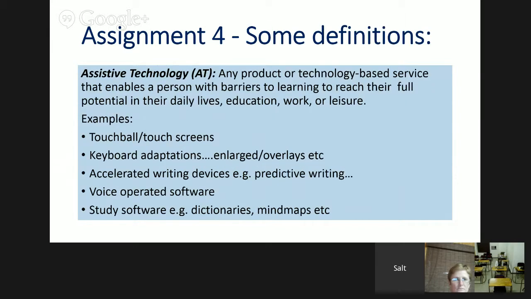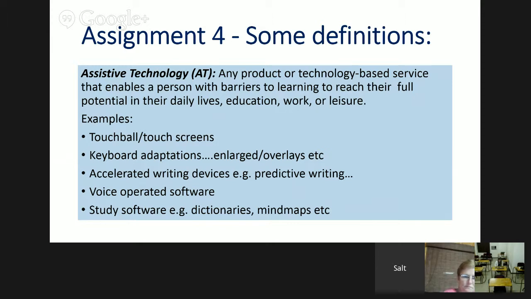Just going through some definitions that you will come across as you are going through and preparing for your assignment. Looking at assistive technology, that's one of the tools that you might look at. And assistive technology is normally defined as any product or technology-based device that will help the child to reach their full potential. And examples there would be a touch ball. For example, instead of a mouse, the child will have a touch ball device that he can monitor through that, or so-called touch screens, which are easier to manipulate for some children, specifically children with mobility problems.